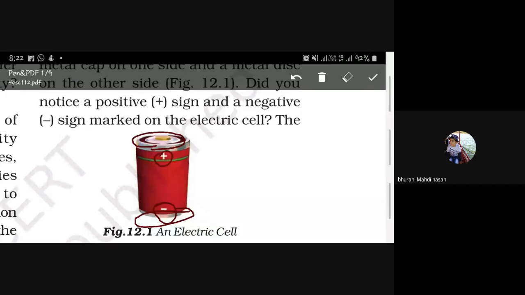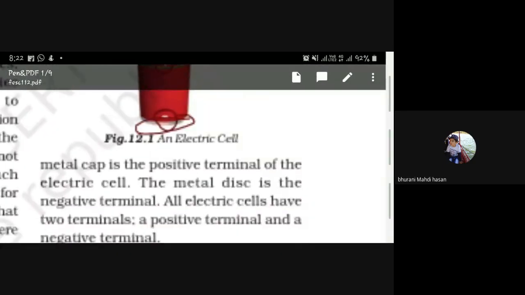Okay, so for example, if you are putting this cell in a remote, what you are doing, you are checking first where to put, how to put, whether the positive will come up or down. So you are checking and then you are putting. So here you have to see this.